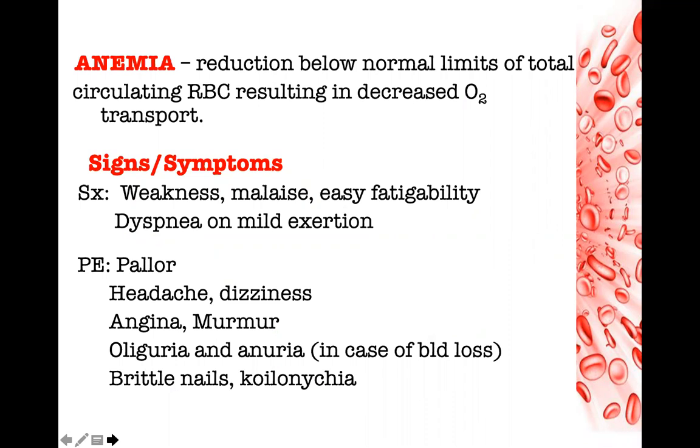On physical examination, you might note pallor, most especially in the palpebral conjunctiva, in the nail beds, in the frenulum of the tongue. Some may present with headache, dizziness, angina, murmur. Most of these are related to hypoxemia or decreased delivery of oxygen to the tissue. Oliguria and anuria would set in if there is blood loss. Brittle nails and koilonychia, which are changes we see on the nails, can also be seen in certain forms of anemia.